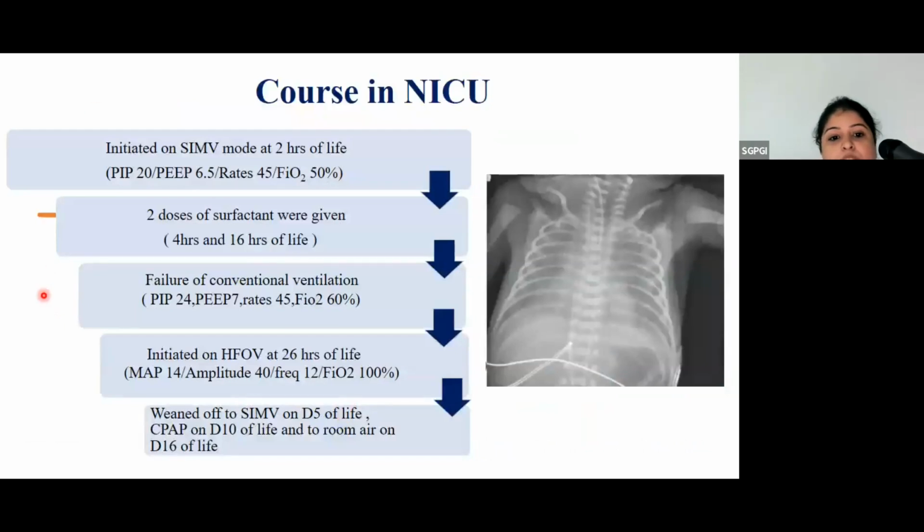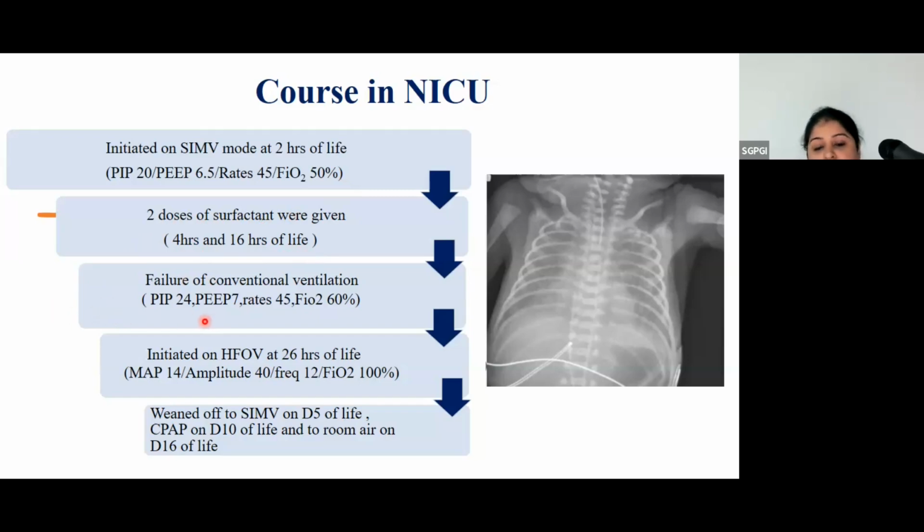So in the ICU, the baby was initiated on SIMV mode of ventilation at 2 hours of life, with settings of PIP of 20, PEEP of 6.5, rate 45, and FiO2 of 50%. 2 doses of surfactant were given, the first at 4 hours of life and the second at 16 hours of life. Further, there was failure of conventional ventilation.